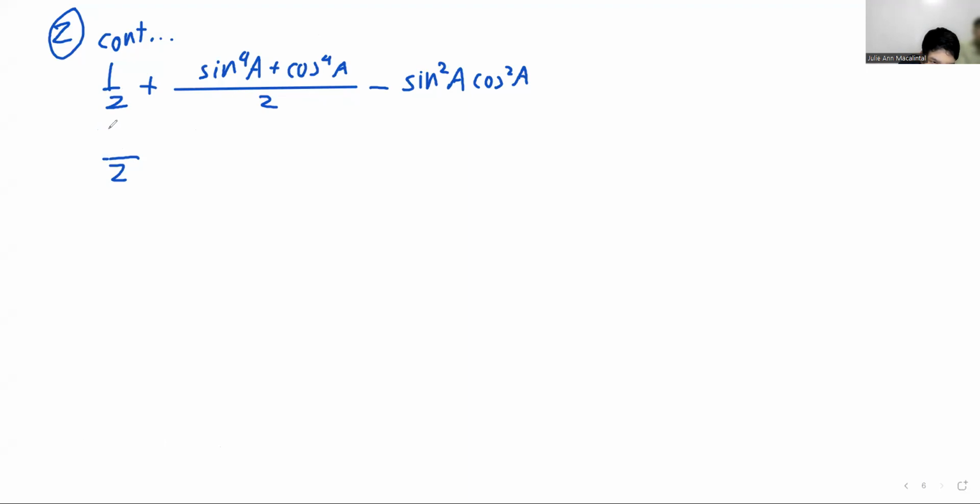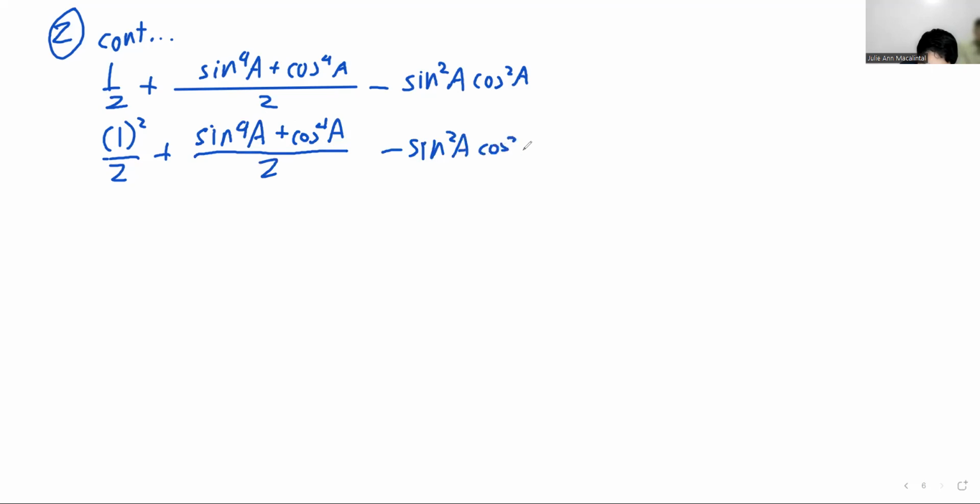So how do we get another sine to the fourth a plus cosine to the fourth a? We need another squaring. So 1 squared plus sine to the fourth a plus cos to the fourth a, 2 minus sine squared a cos squared a. So the 1 we will expand into sine squared a plus cosine squared a, squared.